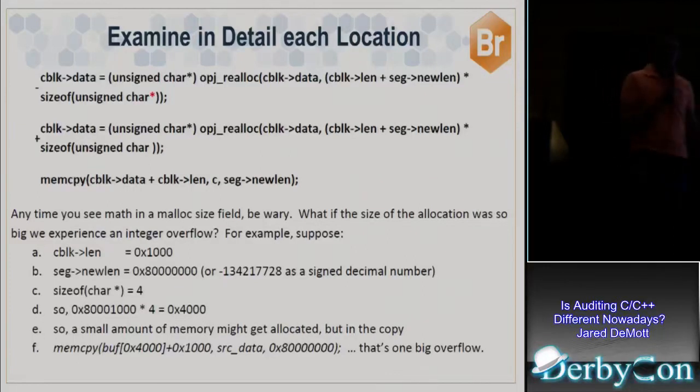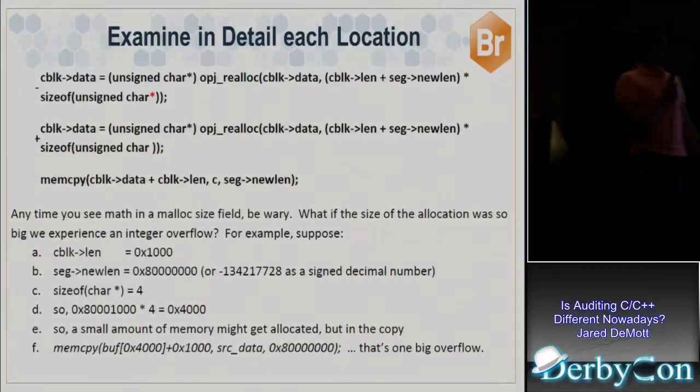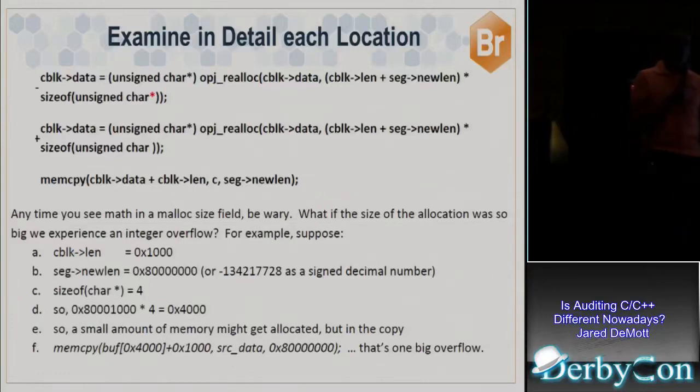So there's a difference in the math that takes place in this OPJ realloc, which is some wrapper around realloc. They're allocating the size of some buffer based on untrusted user input, which are the length and the new length, which you can specify, and then they multiply it by some number. So if you put in, for example, 8,000 hex and multiply it by 4, you end up with some small number, 4,000 hex.